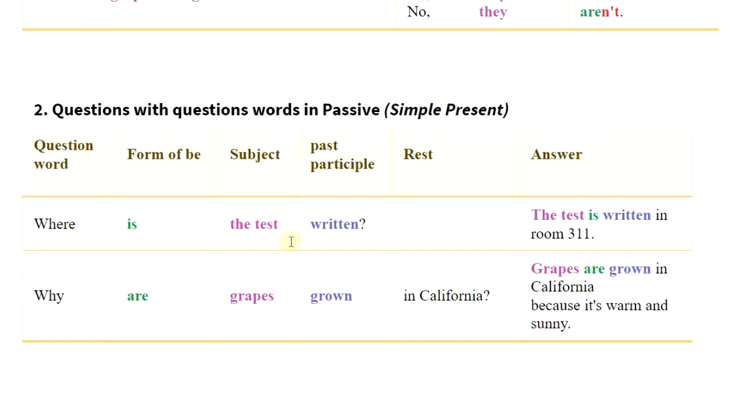Where is the test written? And please, long answers. I don't want you to say in room 311. No, I want long answers. The test is written in room 311. Okay? Full sentence. Another example. Why are grapes grown in California? Again, I don't want you to say because. No. Complete sentence. Grapes are grown in California because, and then you say the reason, okay? Because it's warm and sunny.